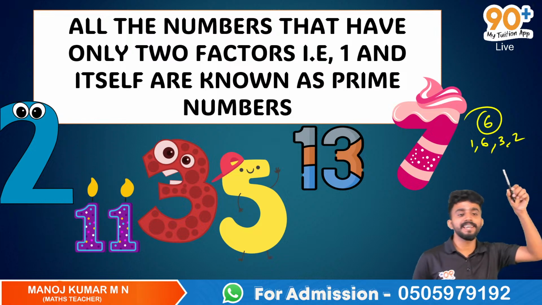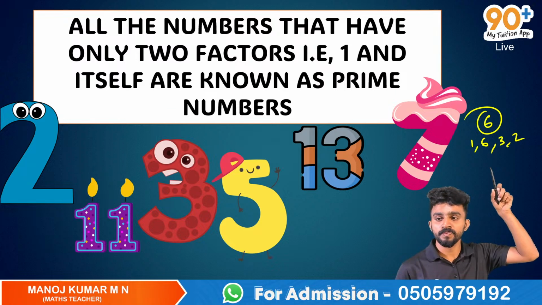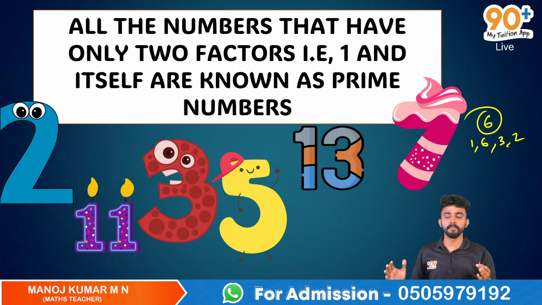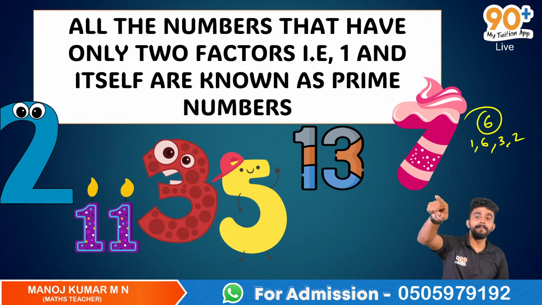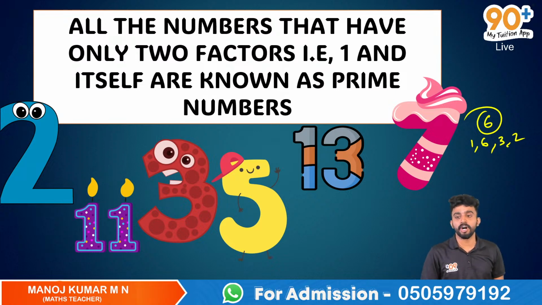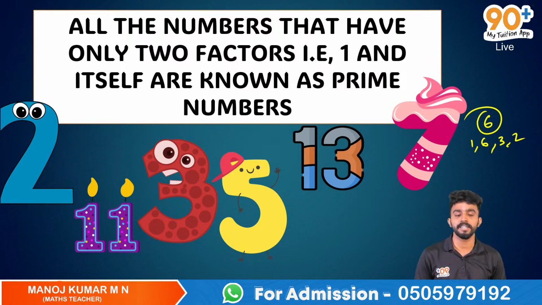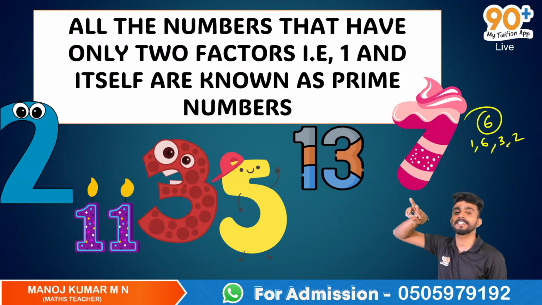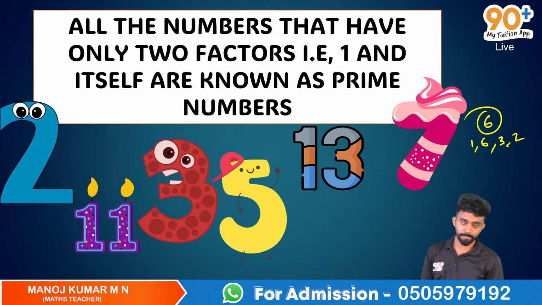So Abdrin, if we have 4 factors for a number, is it a prime number? No. So for a number to be a prime number, it should have only 1 and the number itself. Got it? Very good, Abdrin. So as it is mentioned over here, all the numbers that have only 2 factors, that is 1 and that particular number itself, are known as prime numbers.